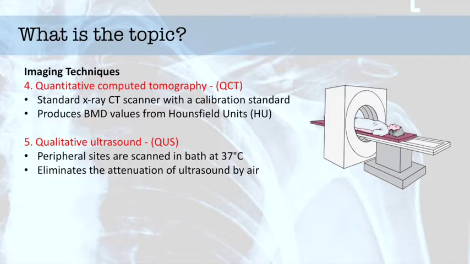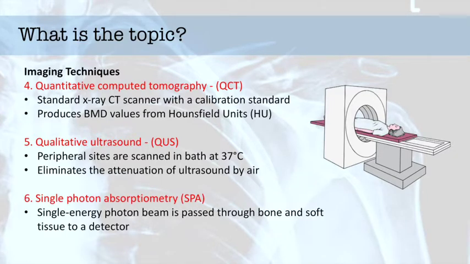In quantitative ultrasound, peripheral sites are scanned in a small temperature-controlled warm water bath, and this eliminates the attenuation of ultrasound by air. This is conducted with a transducer of central frequency 0.5 MHz. The ultrasound wave of bipolar appearance is transmitted through the site and is thereafter detected by a receiving transducer.